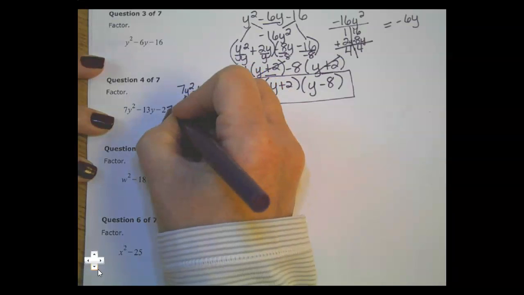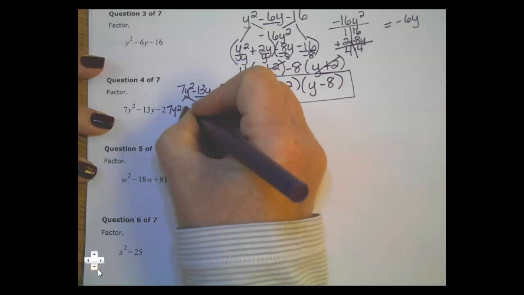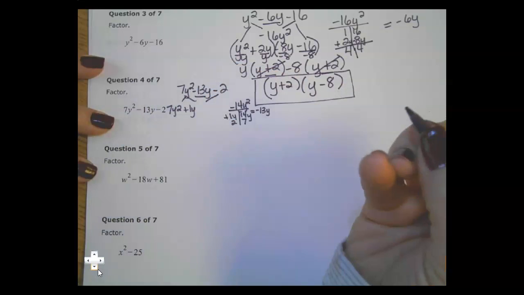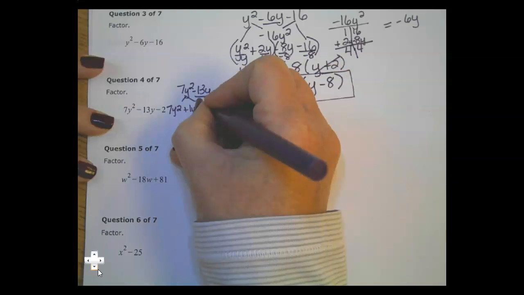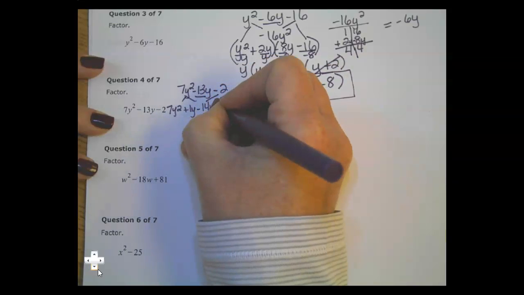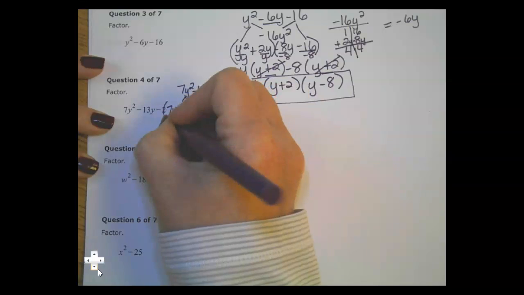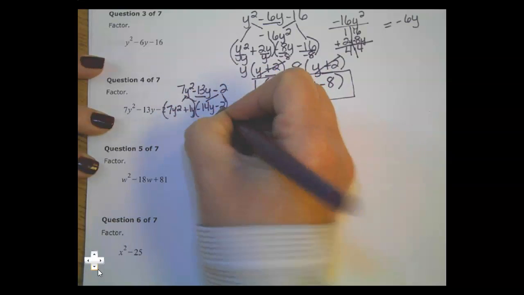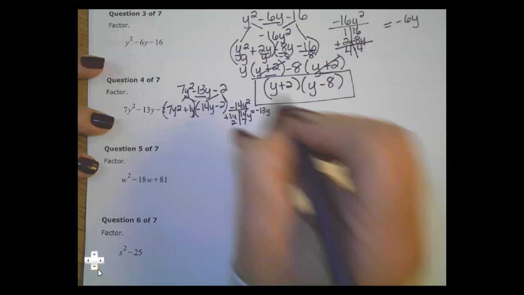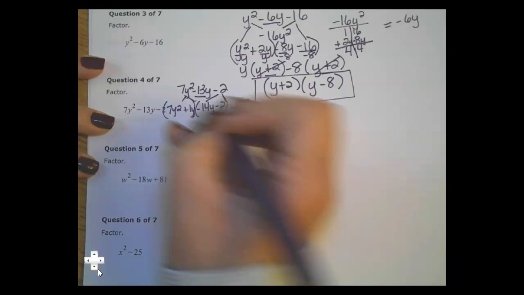Bring down my 7y squared plus 1y minus 14y minus that 2. I'm going to group that and then group that. What do they have in common? They have a y in common.